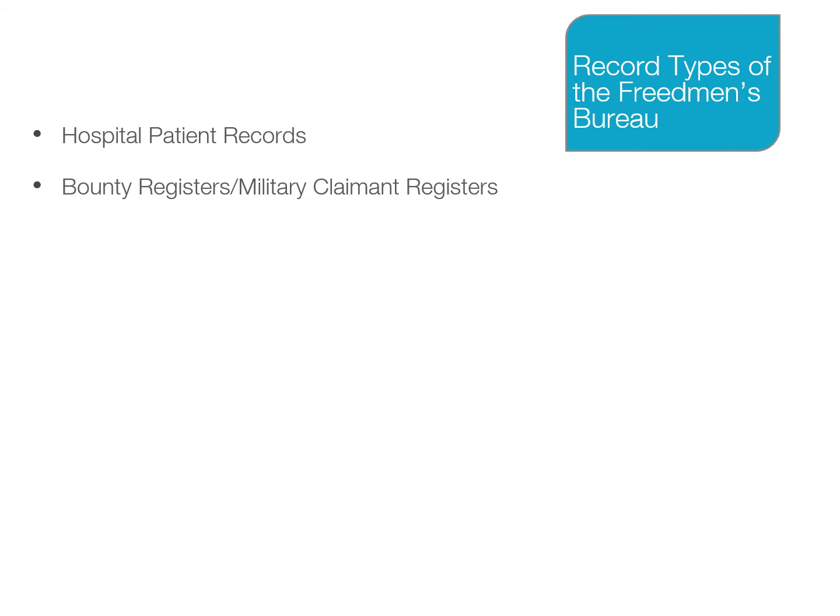So what type of record collections are we talking about in the Freedmen's Bureau? Well, there's hospital and patient records. There's bounty registers and military claimant registers for United States colored troops. There's also labor contracts, apprenticeships, and indentures. So we're talking about the beginning of sharecropping, where these formerly enslaved who worked for free are now working for a living wage, and they're having the federal government intervene to set up those contracts to be paid.